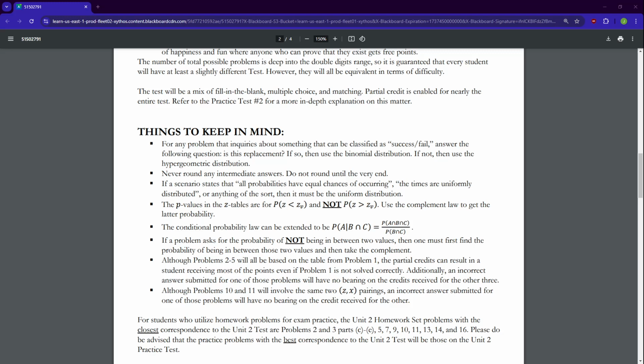And then finally, for the homework set, again, I strongly recommend using the Unit 2 practice test more than anything else, but for those of you that like to use the homework set as well, the Unit 2 practice test will be the closest, but for the Unit 2 homework set itself, if you want to know which ones of those are best compared to the others, that'll be 2 through 3 parts C through E, then 5, 7, 9, 10, 11, 13, 14, and 16.